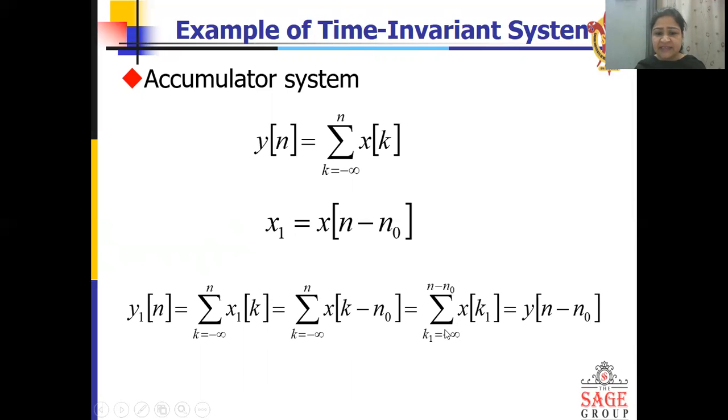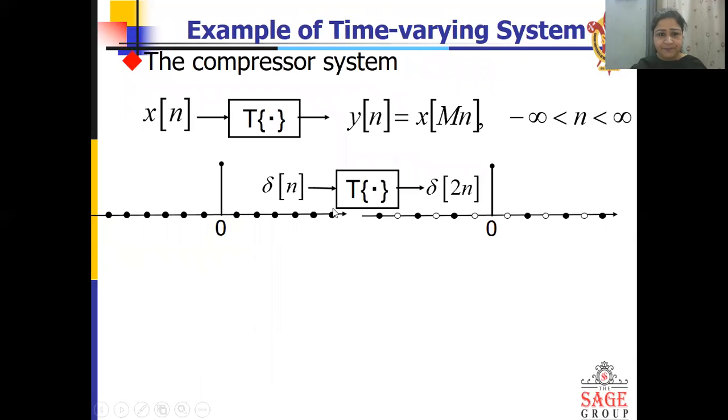In that case, since my variable is changed, the limits of this variable will also be changed. So the new limits of k1 will be minus infinity to n minus n naught of x[k1], which is y[n minus n naught]. That means I'll get the same output, but it is delayed by the same amount by which the input was delayed. So this system is a time invariant system.